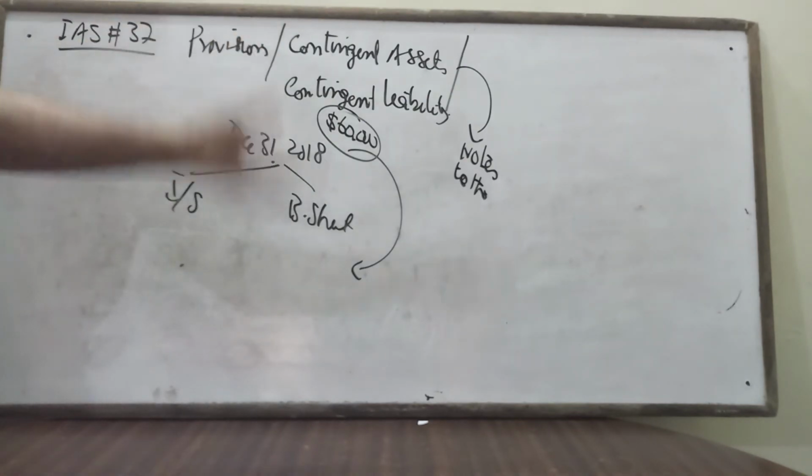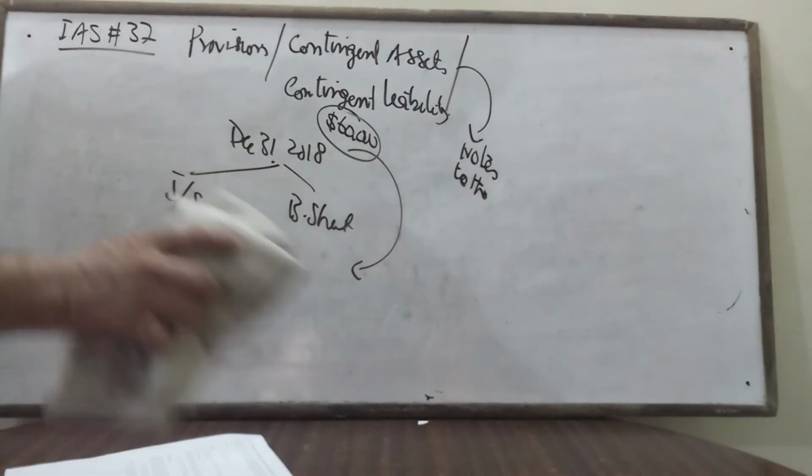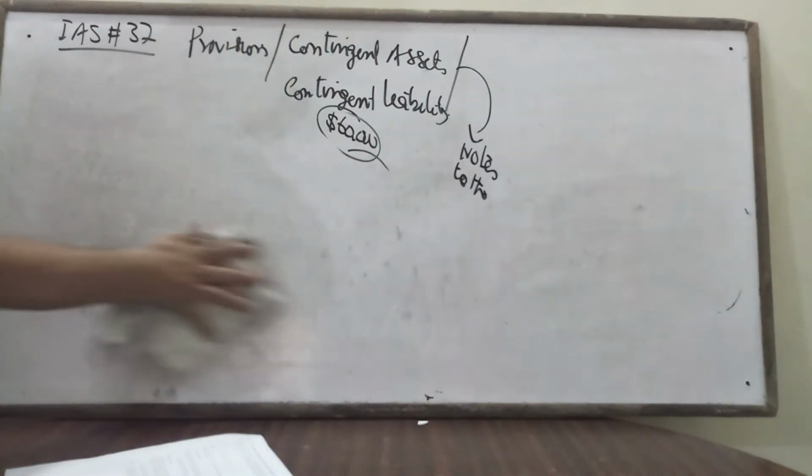And you can take the vice versa. The company has put a case against somebody. There's a lot of chance the company will win the case, and the amount the company can receive in future, okay, that is known as a contingent asset. That contingent asset again cannot be recorded as an asset in the balance sheet.